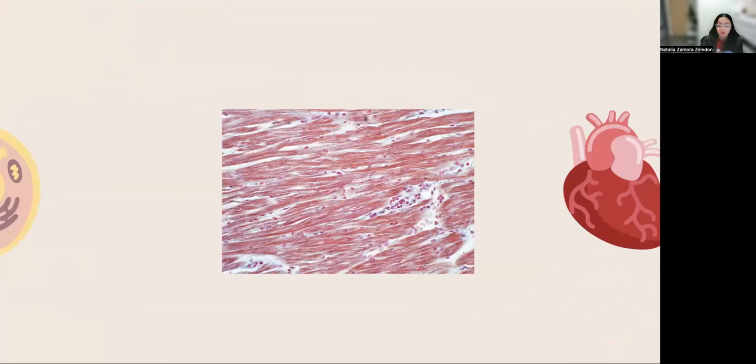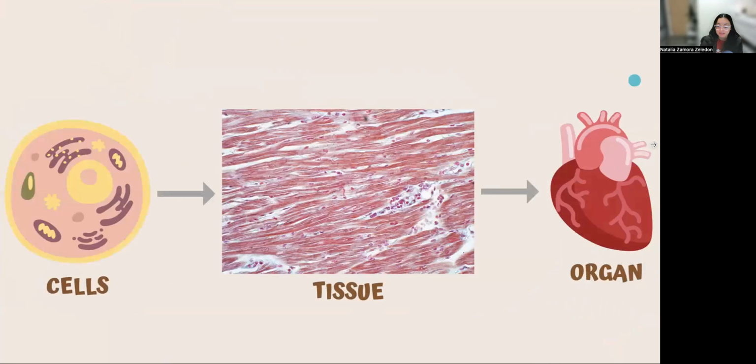This shows how a bunch of cells together make up a tissue. In this picture, we see heart tissue. This is a picture of a lot of heart cells together. All these cells and tissues put together make an organ. So all of our heart cells and tissues put together make our heart. And this is the same for every part of our body.